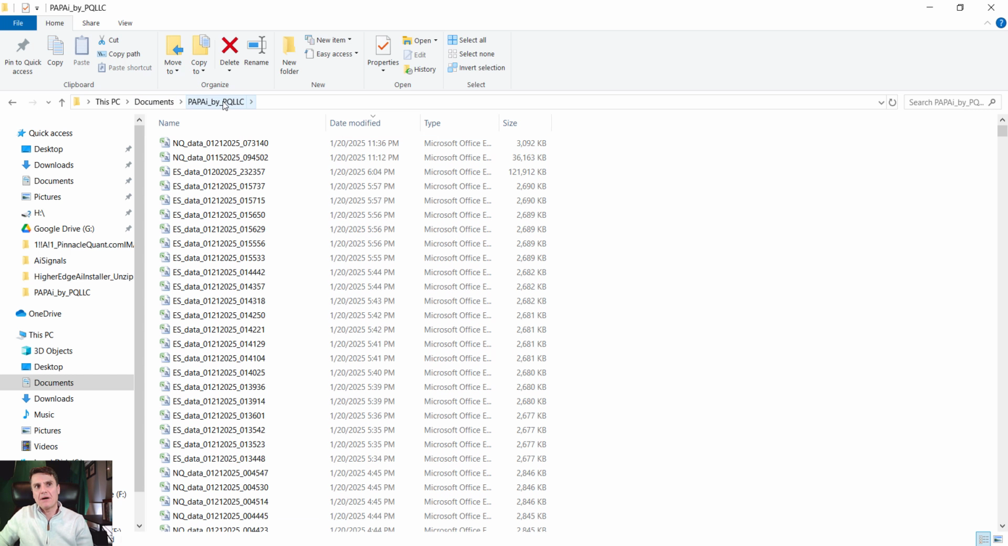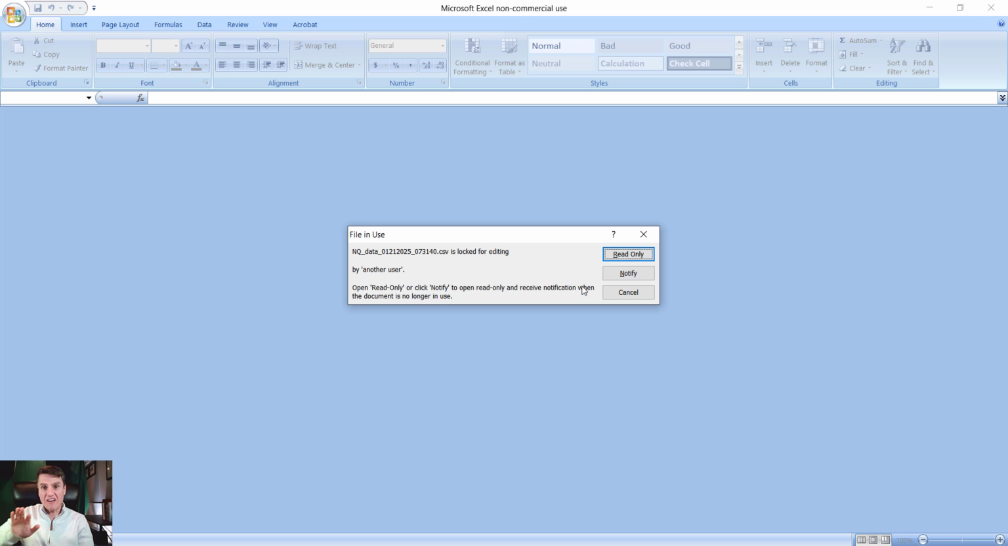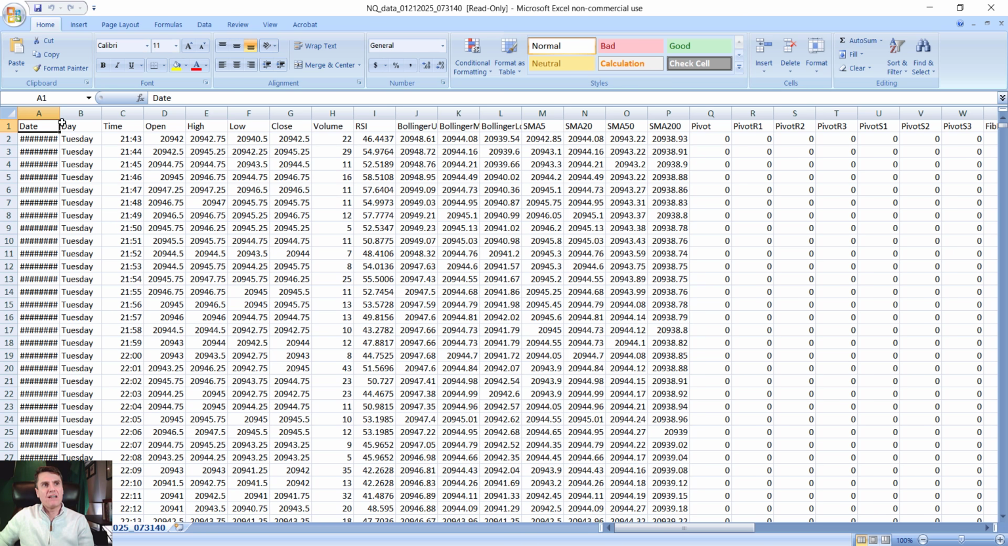This is PAP.ai by PQLLC, so Price Action Pivoter AI by PQLLC. Automatically, this directory will be made for you instantly when you download the software, following the quick start notes instructions. Go in the order that I'm saying in the quick start notes. And this is the NQ that is being generated right now. When I double click this, I'm going to choose read only. Okay, so I've made this so that you have the ability to choose read only. It will not impact the CSV file as it's being written.